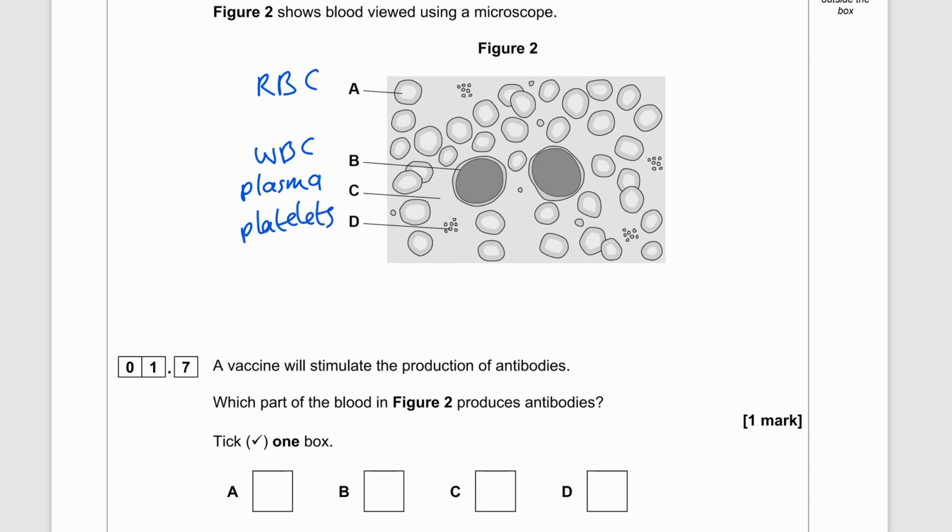1.7. A vaccine will stimulate the production of antibodies. Which part of the blood in figure 2 produces antibodies? Tick one box. Well, it's got to be what part of our blood is supposed to be fighting infection. That should be the white blood cell, so it should be B.